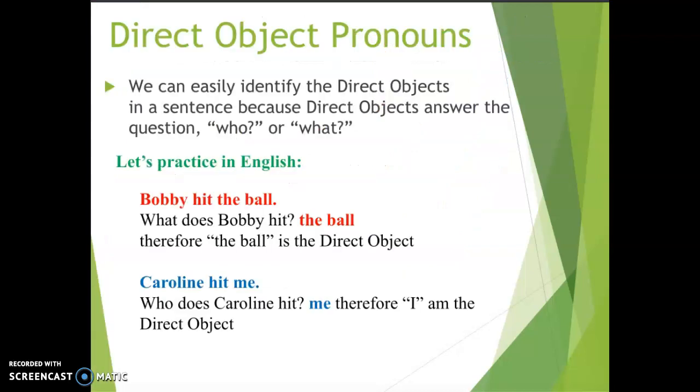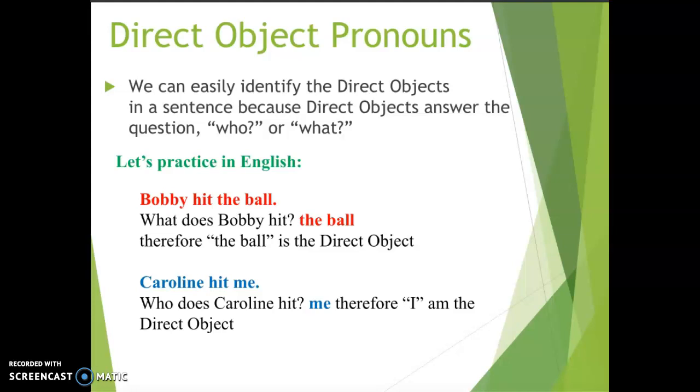Okay, so we can easily identify the direct objects in a sentence because direct objects answer the question who or what is receiving the action. Let's take a look at some examples in English. Bobby hit the ball. What does Bobby hit? He hit the ball. Therefore, the ball is a direct object that is receiving the action.